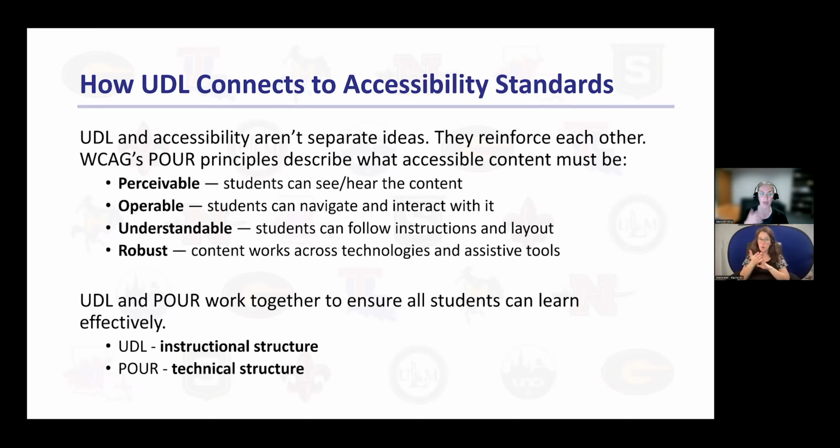So when we're thinking about that in terms of accessibility, we can think about it like this. Perceivable: students can see and hear the content. Operable: students can navigate and interact with it. Understandable: students can follow instructions and layout. And robust: the content works across technologies and assistive tools. So universal design for learning and these core principles work together to ensure that all students can learn effectively. And you can think about it like this.